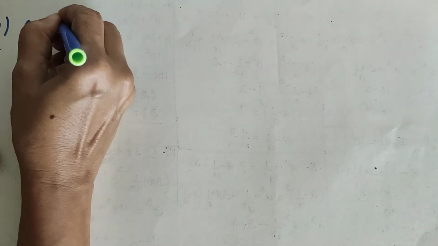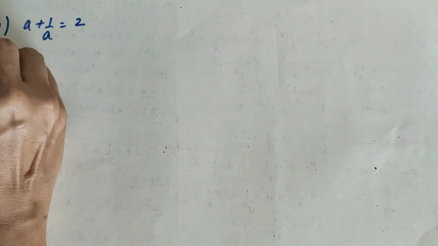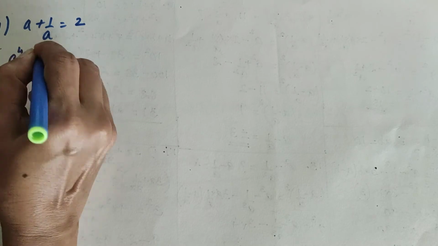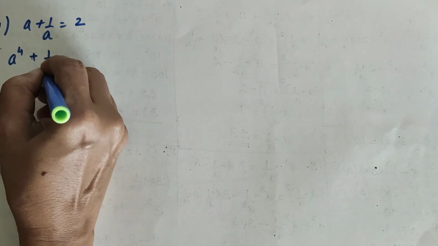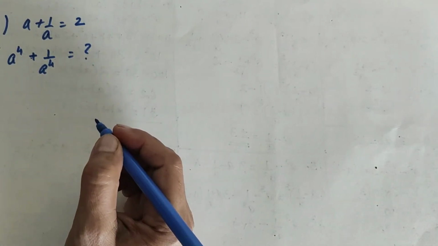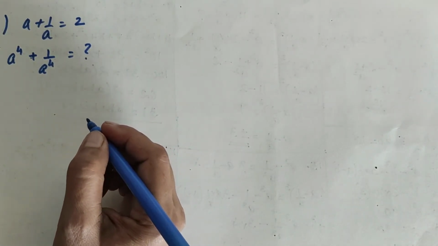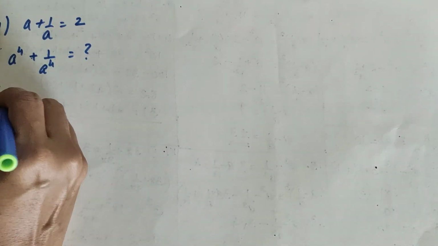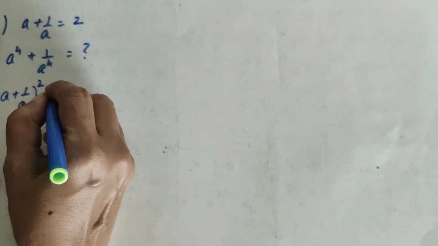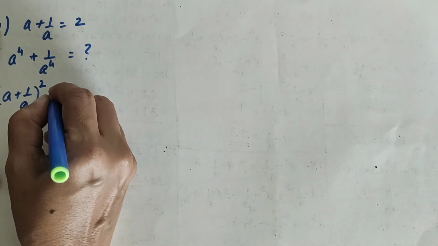Let's do question number 4. Question number 4 says, if a plus 1 upon a is equal to 2, I'm doing part 2, find a to the power 4 plus 1 upon a to the power 4. Now how are we going to do this? So first we need to find the square, which is a plus 1 upon a whole square, and then if I do the square of that, it will give you 4.